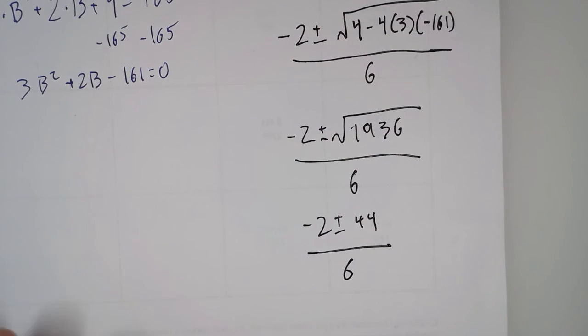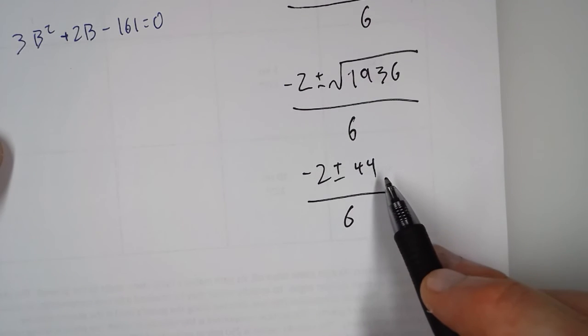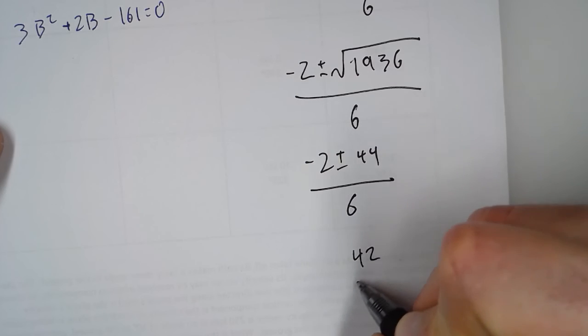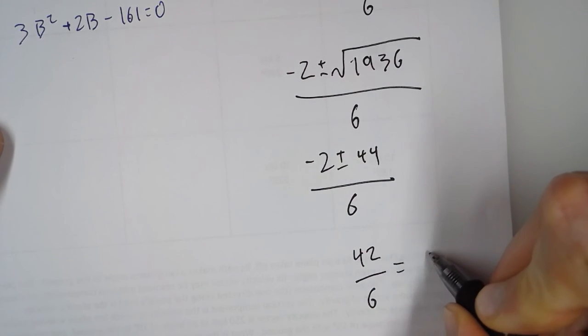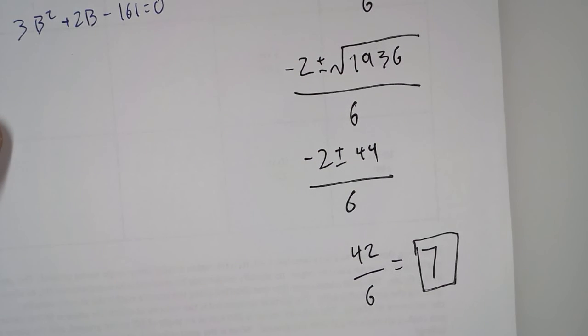Now, number bases always have to be positive, so negative 2 minus 44 is not going to work. Instead, it's going to be negative 2 plus 44. So that's 42 over 6, and that gives us a value of 7. And there's our answer, and we're done.